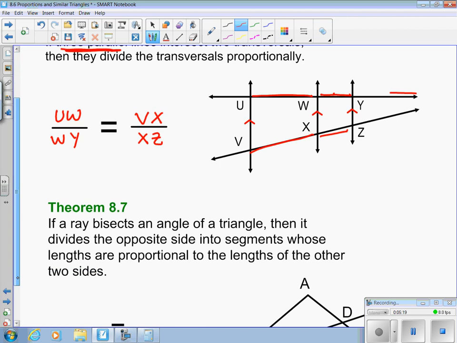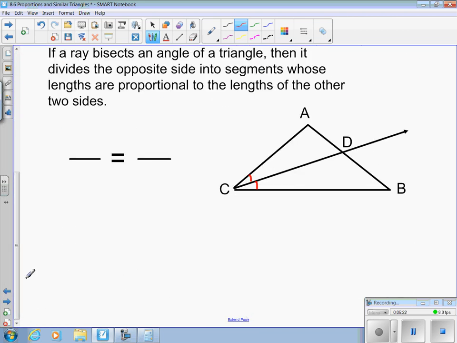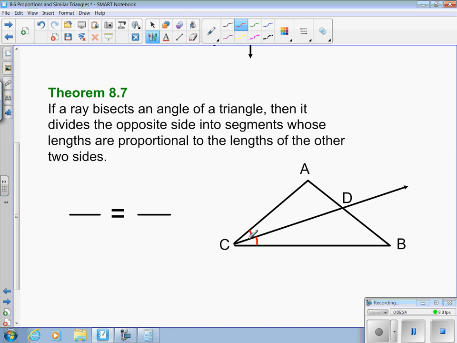And then the next theorem has to do with when we have a triangle and a ray bisecting one of the angles. It says that the segment AD to DB, the ratio of this segment to this segment, is going to equal the ratio of CA to CB. AD was on this triangle, so CA has to go on the top. This segment to this segment, that ratio equals the ratio of the two sides.